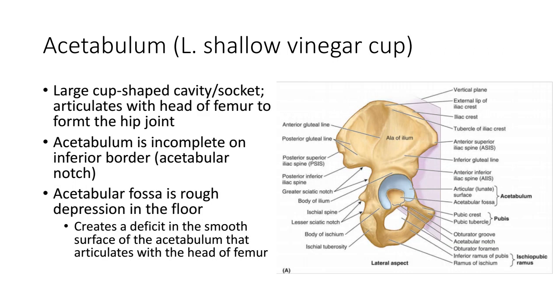The acetabulum is the hip joint. Acetabulum is a word that's Latin for a shallow vinegar cup. The acetabulum is a large cup-shaped cavity or socket that articulates with the head of the femur and forms the hip joint. The acetabulum is incomplete on its inferior border, and we call that area the acetabular notch.